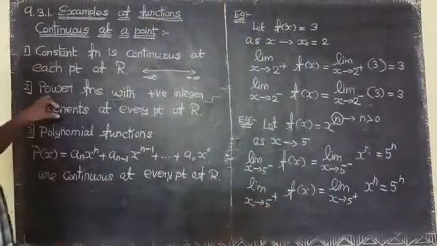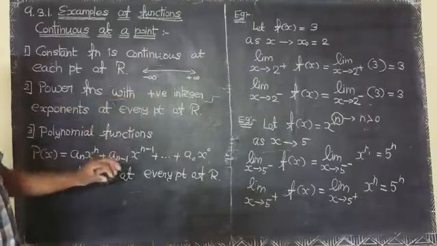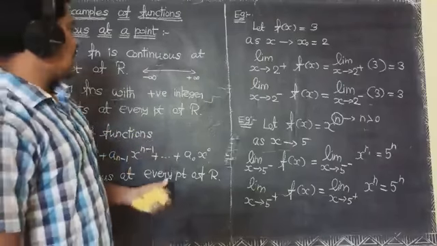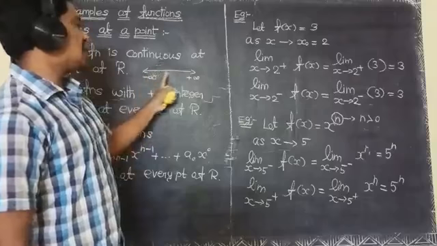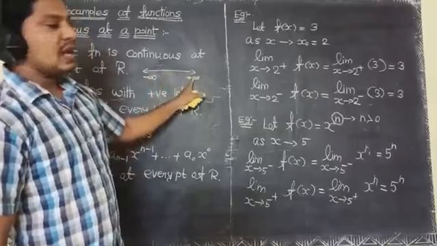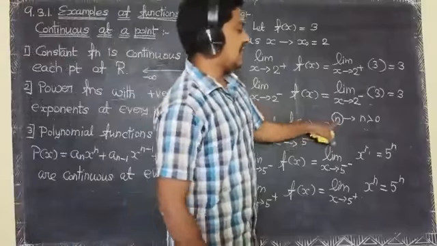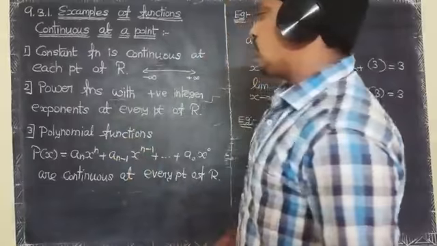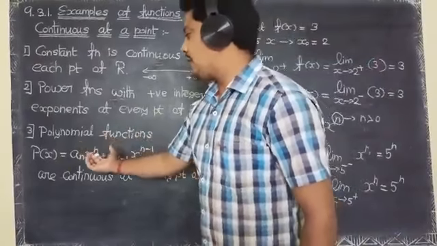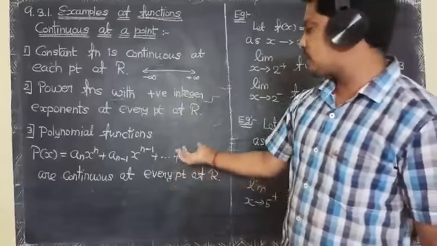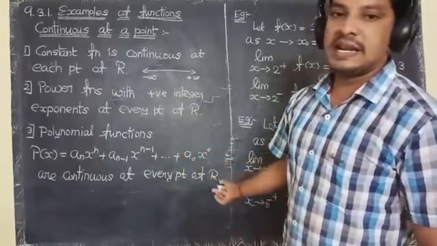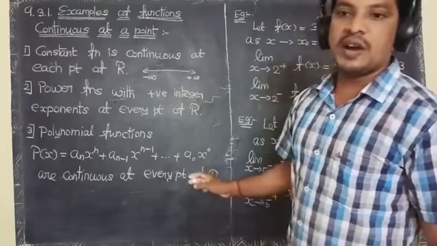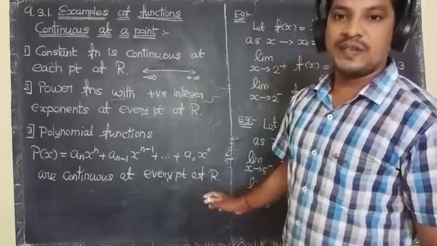Similarly, in general, power functions with positive integer exponents are continuous at every point of capital R. It means we take any number lying between minus infinity to plus infinity. The power has a positive integer exponent, therefore the given function is continuous. Next, the third one, polynomial functions. P of x equal to a n x power n plus a n minus 1 x power n minus 1 plus and so on plus a naught, the constant term, are continuous at every point of R.